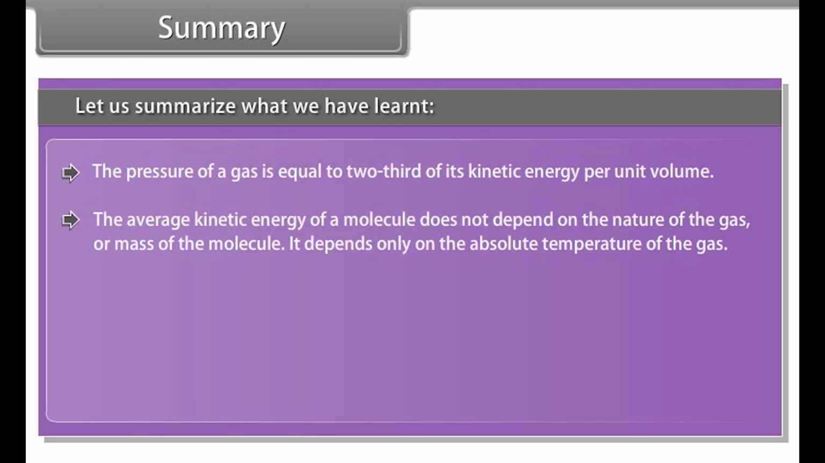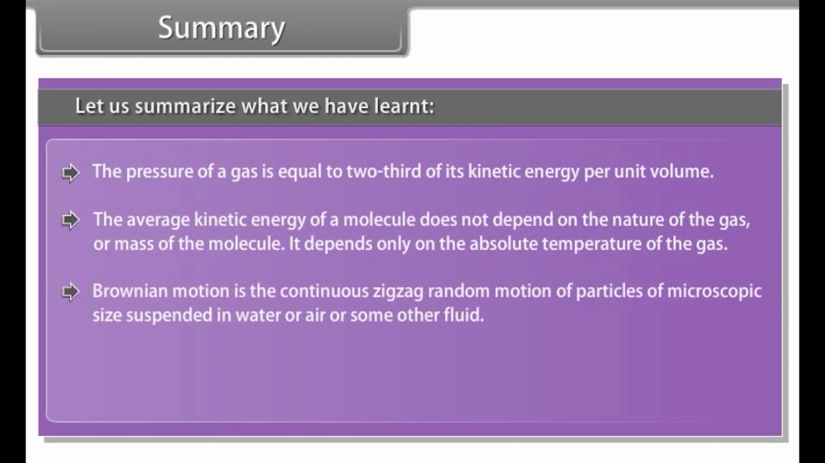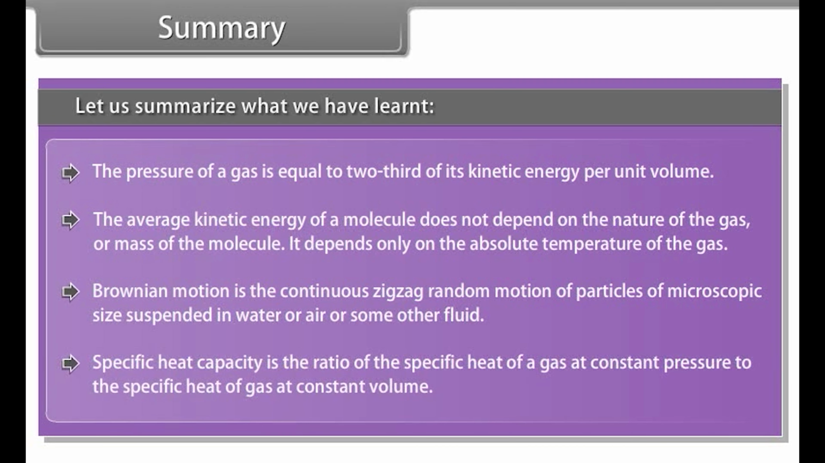Brownian motion is the continuous zigzag random motion of particles of microscopic size suspended in water or air or some other fluid. Specific heat capacity is the ratio of the specific heat of a gas at constant pressure to the specific heat of a gas at constant volume.